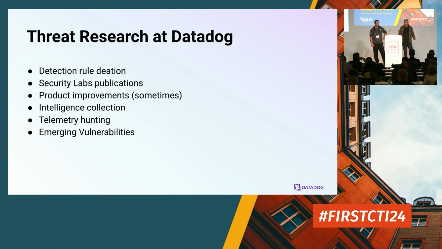That's our homepage. That's where all of our research goes. And we obviously sometimes try to do product improvements. Product managers sometimes don't listen. They have a different go-to-market strategy than what we do. We hunt and we collect intelligence. And obviously, we own the process of emerging vulnerabilities. So we classify vulnerabilities to be a priority, and we determine if it's emerging or not.